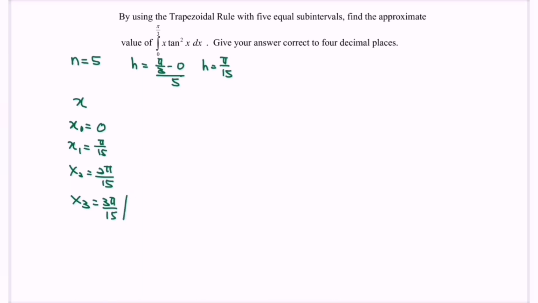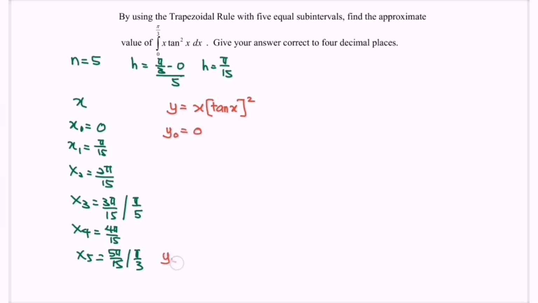Or we can write pi over 5. X sub 4, we have 4 pi over 15. X sub 5, we have 5 pi over 15 or pi over 3. Next, we have y equals x tangent x squared. Do remember to use radian mode. So the value for y sub 0 is equal to 0. The value for y sub 5 is equal to pi.